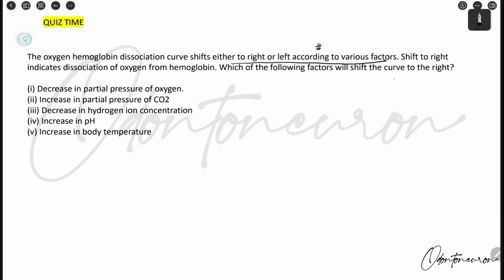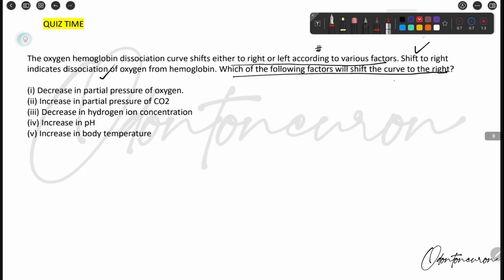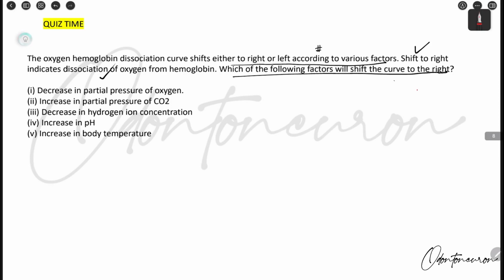Shift to right indicates dissociation of oxygen from hemoglobin. They have given the answer: shift to right means dissociation of oxygen from hemoglobin. The question is, which of the following factors will shift the curve to right?